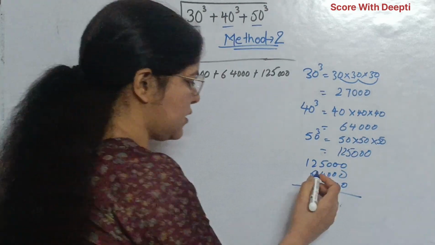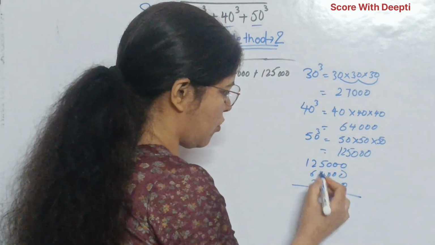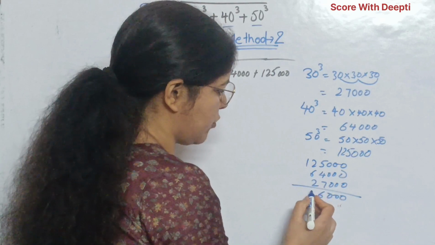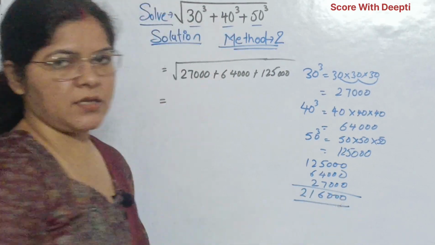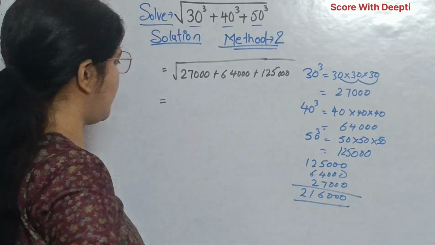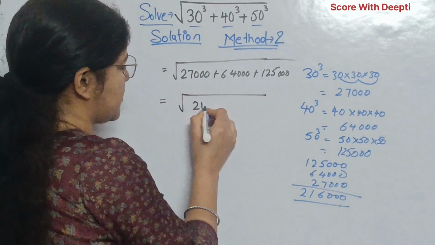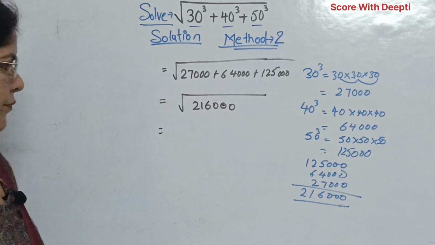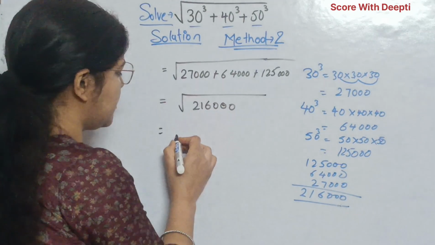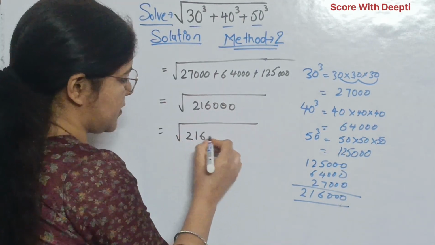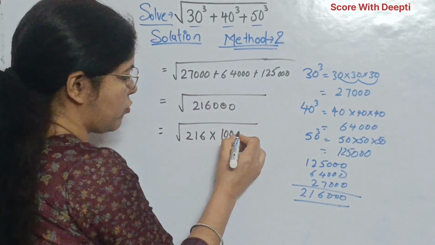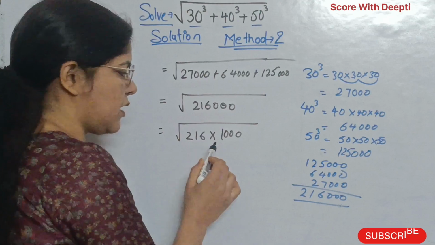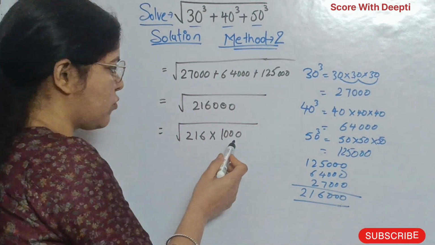And after adding these, we will get 2,16,000. Means here we will write 2,16,000. Next we write these two terms separately, means 216 into 1000. We will write it as 216 multiply 1000. If we multiply with 1000 we get this term.